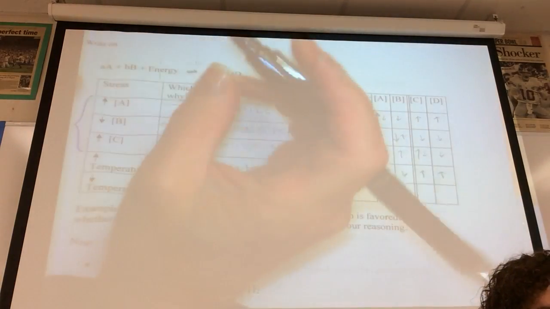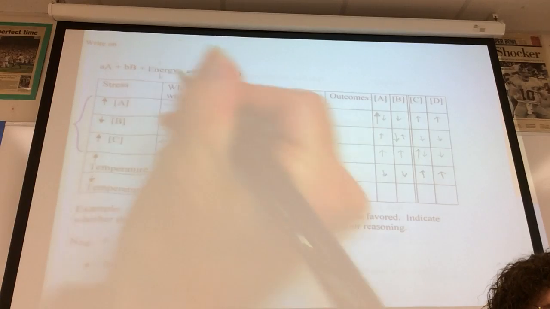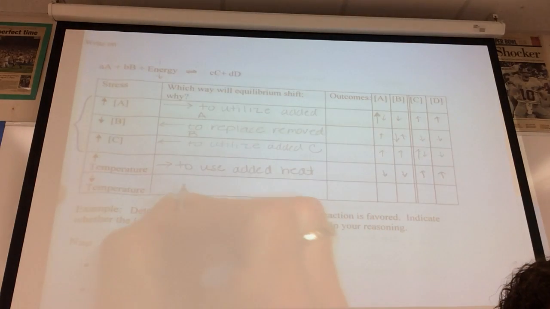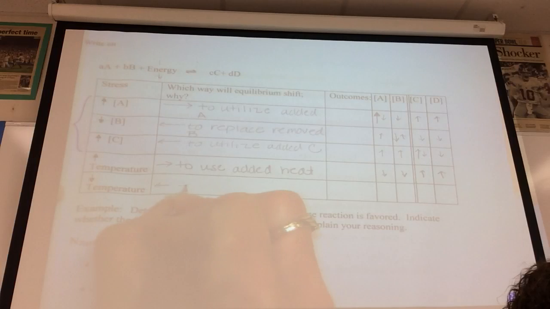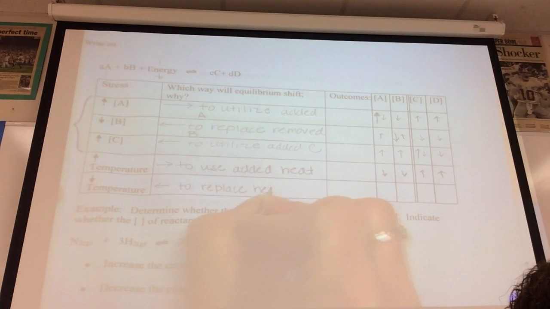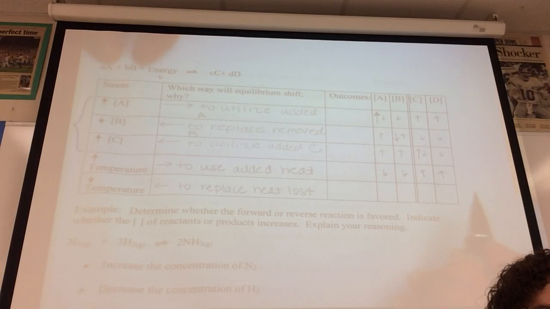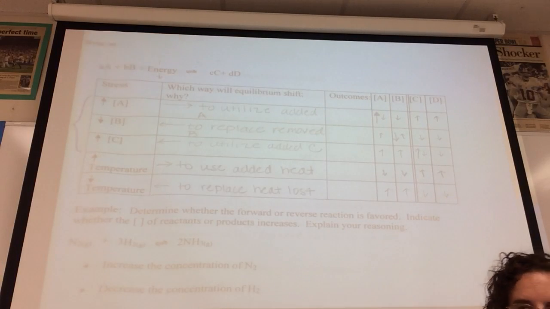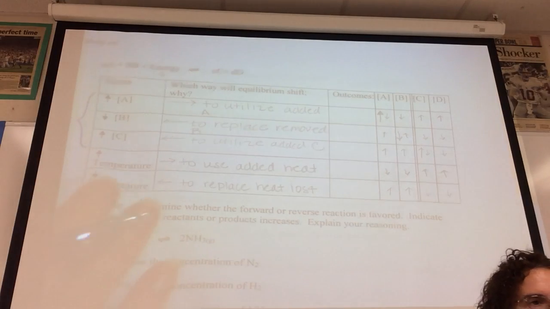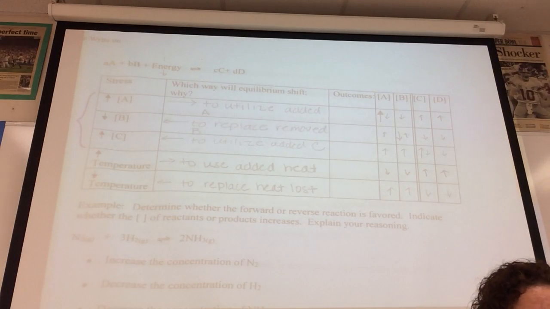So if you decrease temperature, equilibrium will shift to the left to replace lost heat, whatever you want to call it. When you shift in the reverse direction, then A and B get generated, C and D get consumed. Does that make sense? Good.